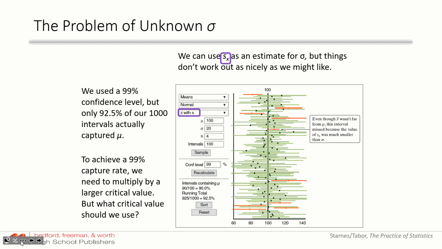We need to have 99% of the intervals containing the actual population mean. And so we just said the problem is most of the time these intervals are too short. So we need to multiply by a bigger number. We need to make that interval a little bit longer. If we make each of these intervals a little bit longer, not all of the red ones are going to then contain mu, but more of them will. Specifically, we need to get it from 92.5% of them containing mu to 99%.